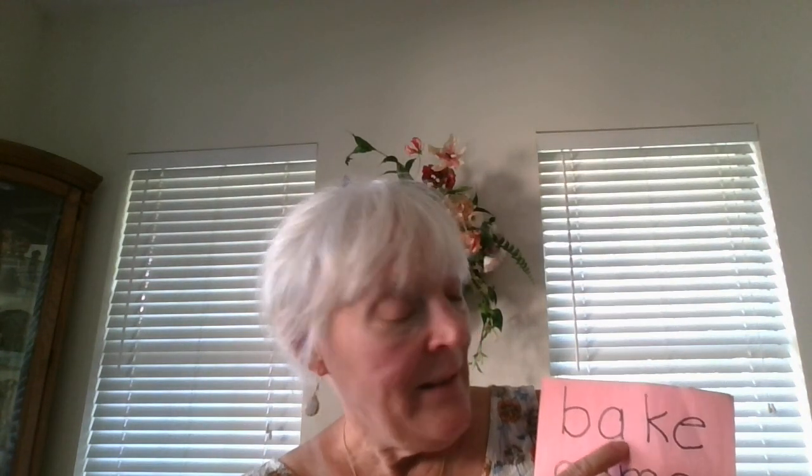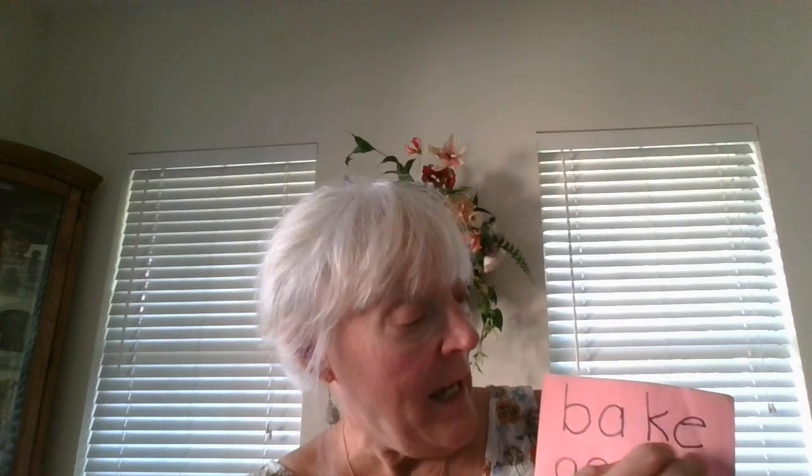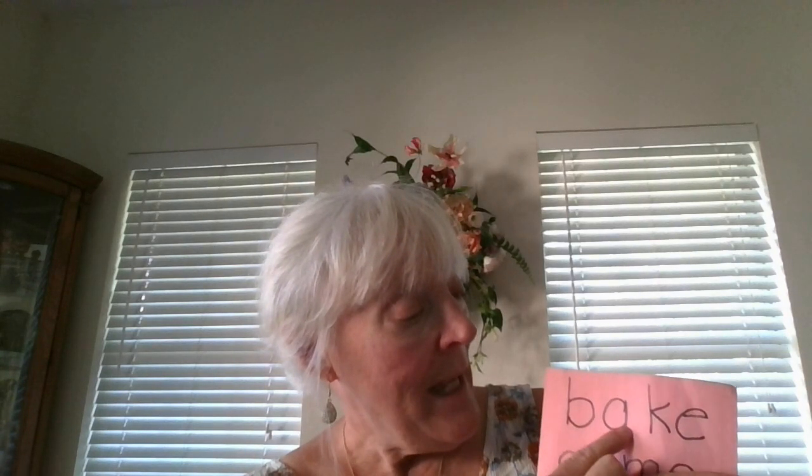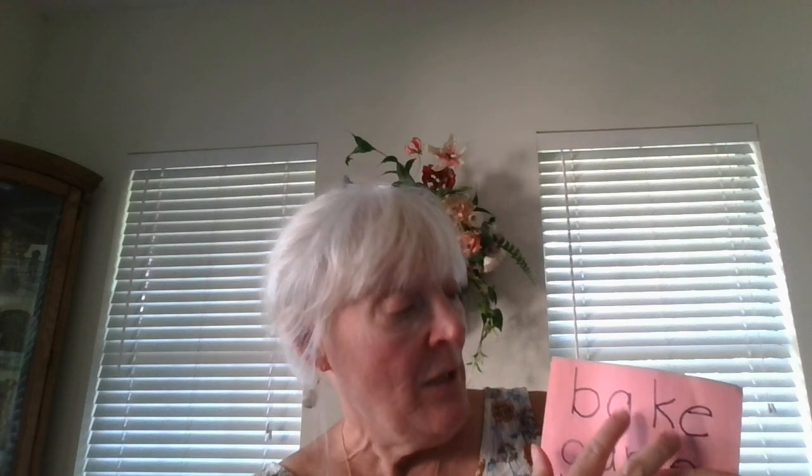So let's sound this word out. B, A, it says its name because of that E there. B, A, K, bake. It's just like the two vowel rule. We have two vowels, even though they're separated by a consonant, we have two vowels.